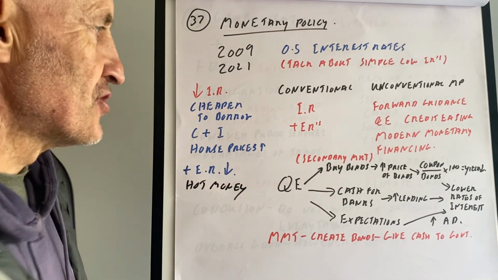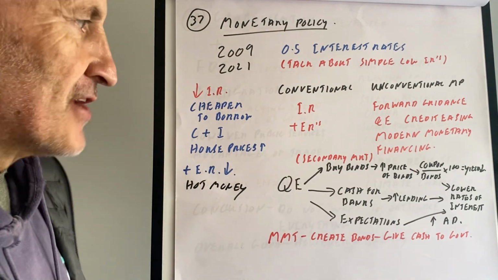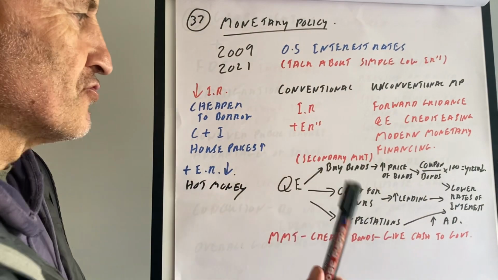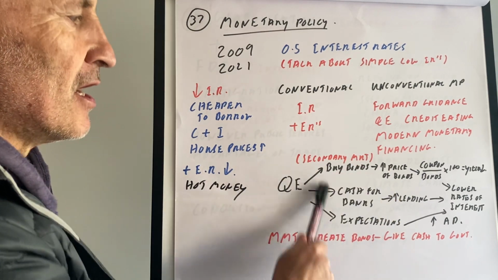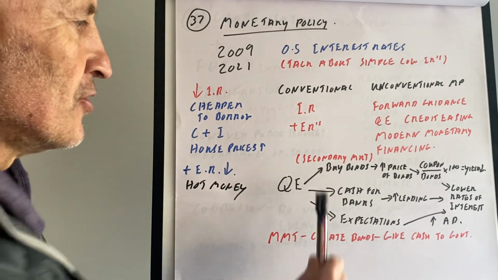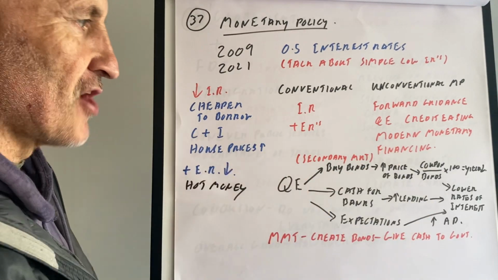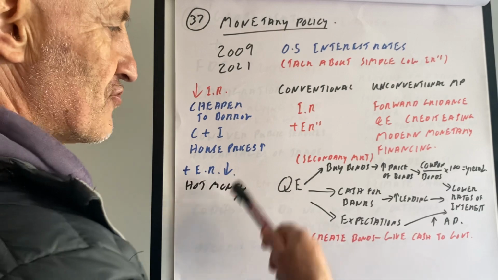Okay, conventional monetary policy is interest rates and exchange rates. Unconventional monetary policy is forward guidance, QE, credit easing, and modern monetary financing. Remember QE is in the secondary market. You buy bonds, the price of bonds goes up, the coupon stays the same, the yield goes down, therefore lower rates of interest, etc.